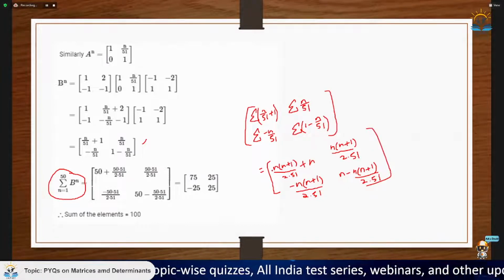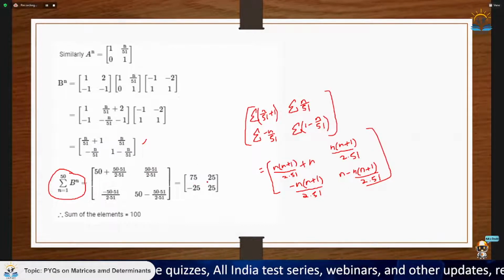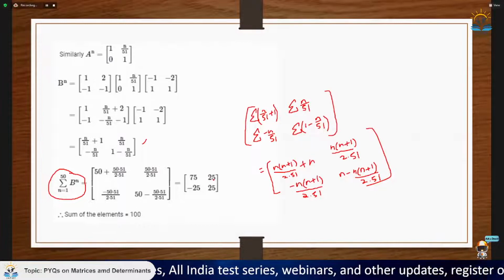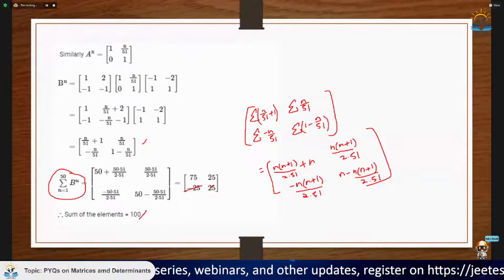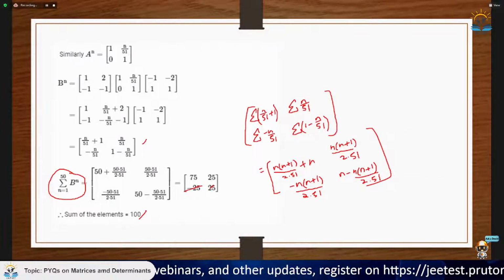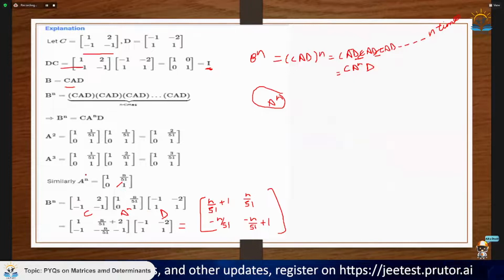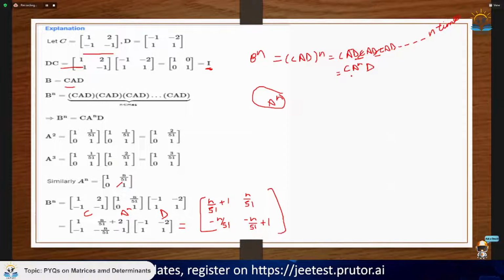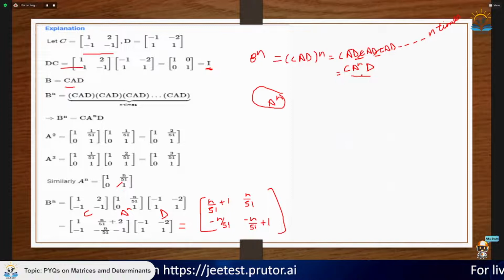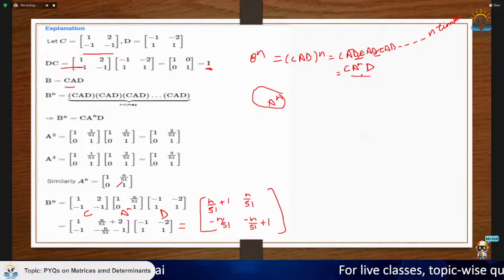Now just put the value of n equal to 50. You will get this thing. Now sum all the elements, 75 plus 2500, and this will cancel. So basically 100 is your answer. Simple. So the question was actually simple. You just need to observe the symmetry that multiplying D and C gives 1, so D and C will get cancelled each time and you will be left with this thing. Then to calculate A power n, you calculated A square, you calculated A cube, and you saw that you are getting something like 1, 0, 1 and n upon 51. So you got all the three matrices, then you multiplied these three matrices to get this one.